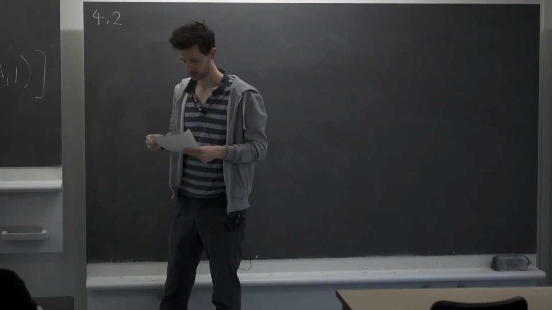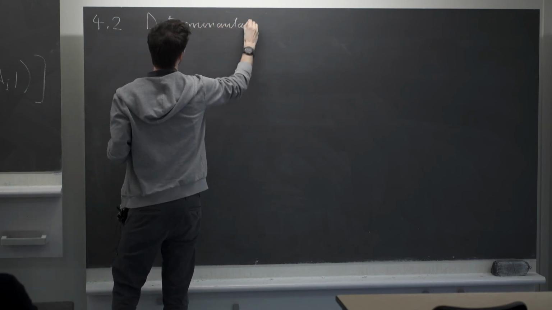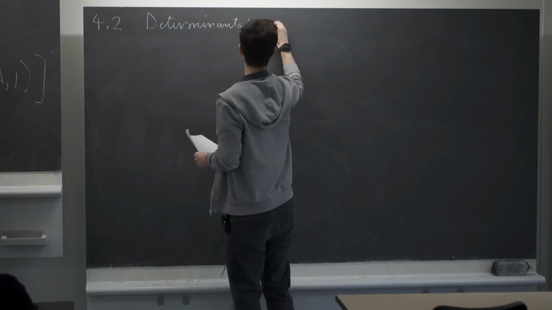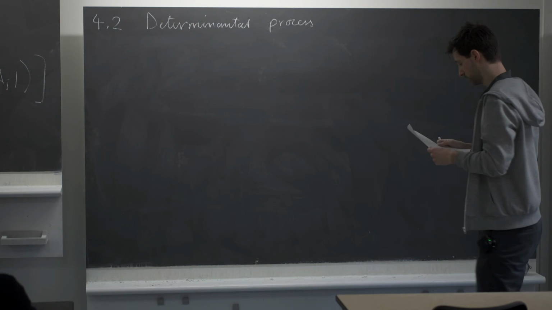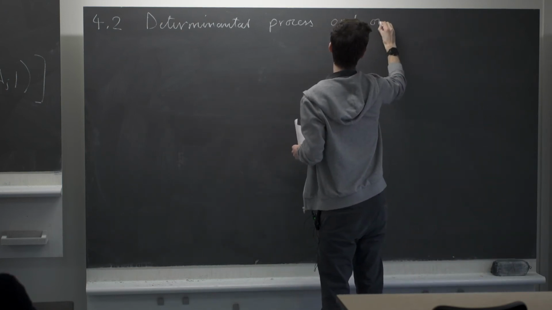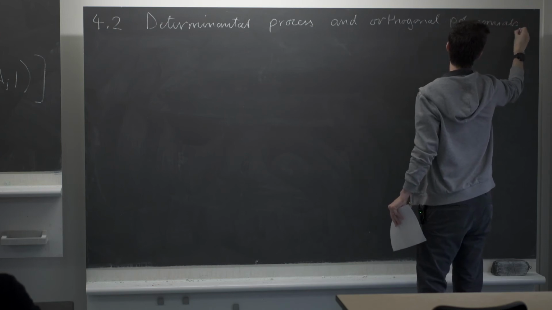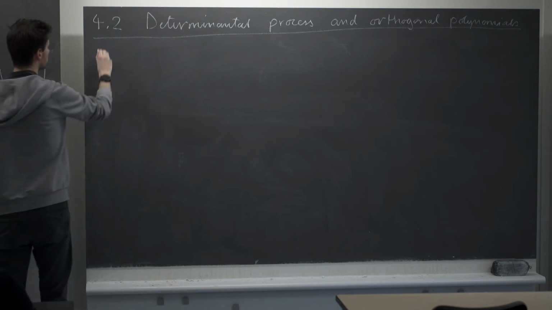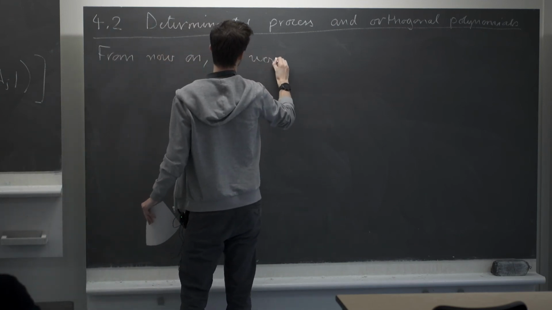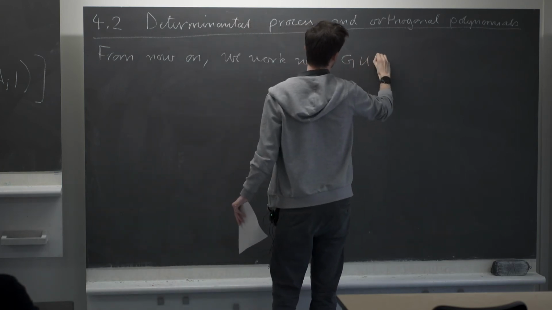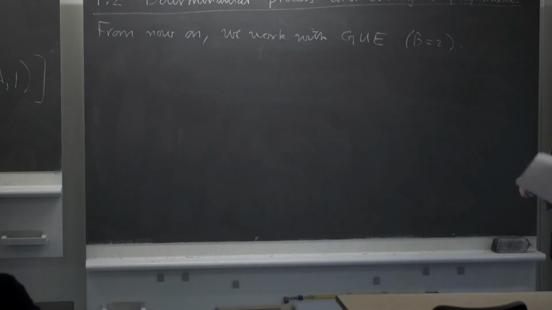And the key word there is really orthogonal polynomials. Also determinantal point processes. We will see that the eigenvalue process that is described by this joint density is a so-called determinantal process. So from now on, we set this inverse temperature to be equal to 2. We work with the GUE.